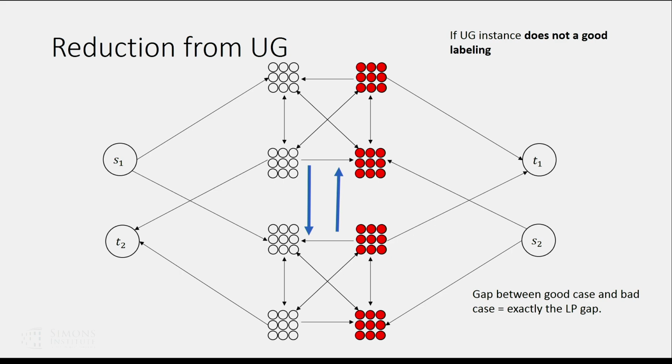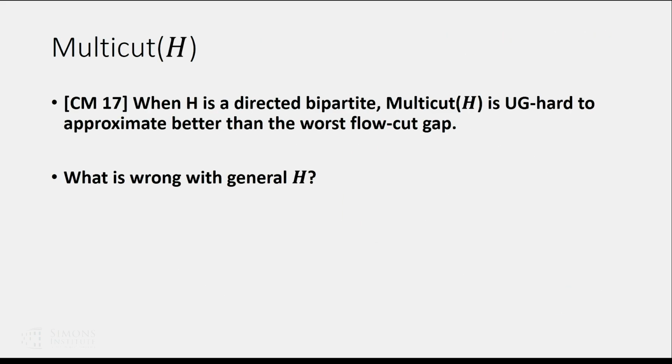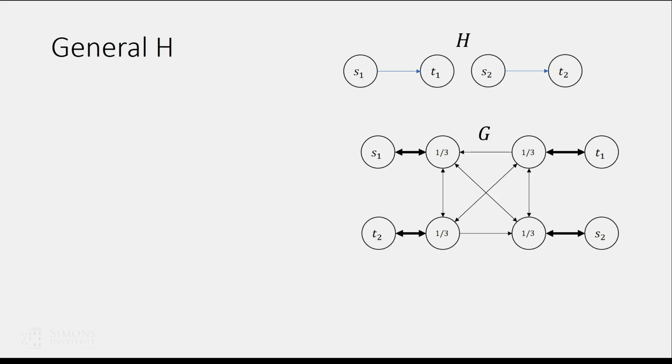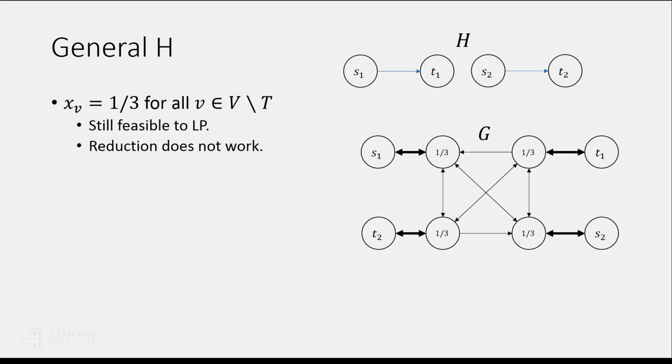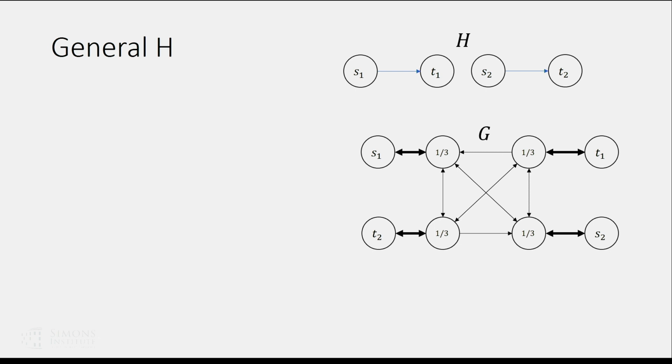Okay? So I didn't show anything, but this is a very high level idea of how the hardness works. Okay? So yeah, suppose that we proved the directed bipartite case in this manner. Okay, so what is wrong with general H? Okay, so for general H, this is not general H. This is still directed bipartite.